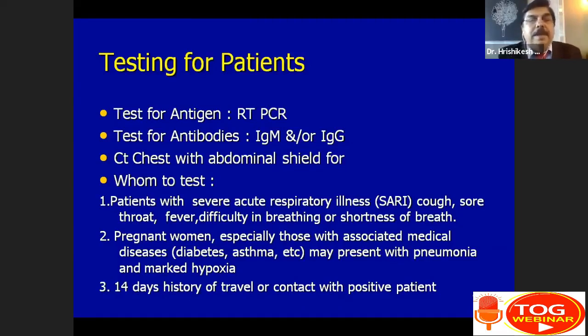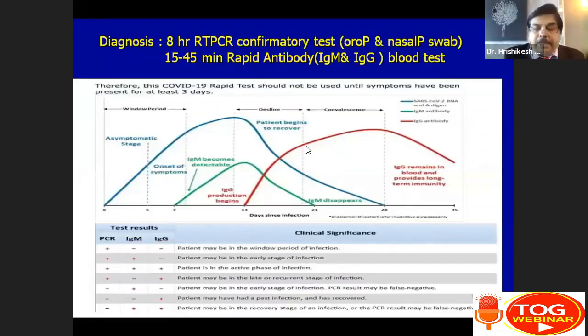And this is a lovely diagram which I want you to see. If you can see here. One minute.